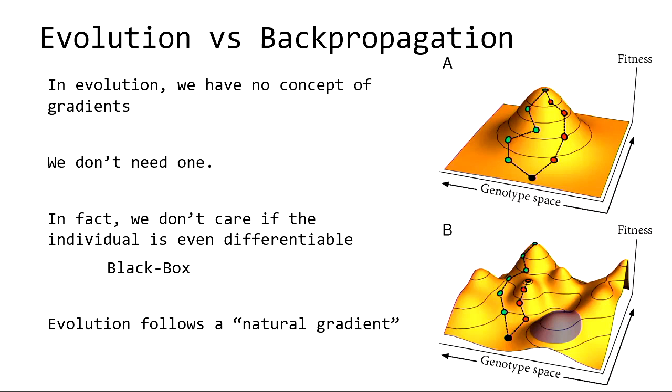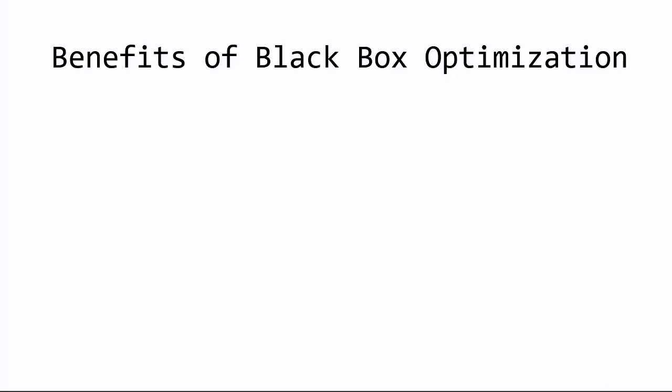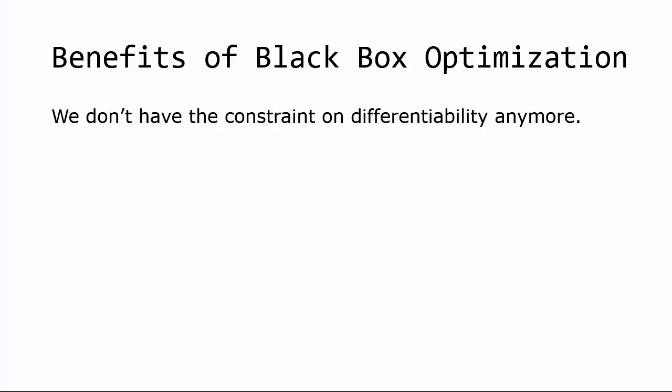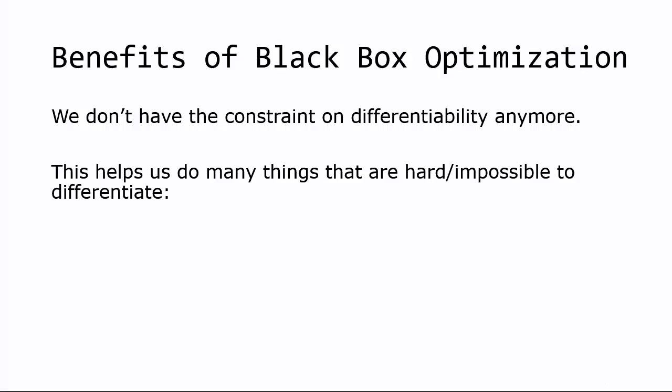So this is called black box, because all we do is we have a genotype, we pass it into whatever the fitness function is, whoever defines it, and then we have to do something with the value that that fitness function outputs. We don't even need to know what the fitness function is doing. The fitness function could be a random number generator for all we care. It doesn't have to do anything with the phenotype either. But you obviously want it to do something with the phenotype. So this has a lot of benefits, right? We don't have the constraint on differentiability anymore. So that means that we can actually do a lot of things that are really hard to differentiate.